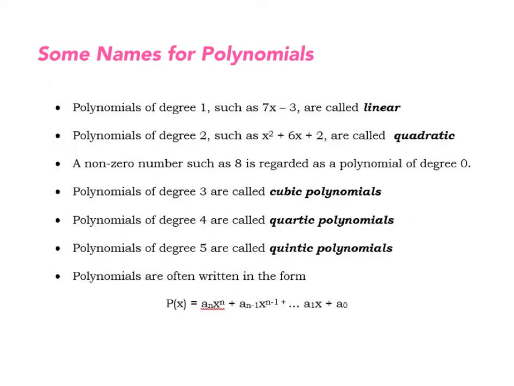We can classify or name some different polynomials. For example, a polynomial where the highest power is 1, so a degree 1, we would call a linear function. A polynomial of degree 2, such as x squared plus 6x plus 2, is called a quadratic function. A non-zero number such as 8 is regarded as a polynomial of degree 0. Polynomials of degree 3 are called cubic polynomials. Polynomials of degree 4 are called quartic polynomials. Polynomials of degree 5 are called quintic polynomials. And after degree 5, we stop giving them particular names and we simply call them degree 6, degree 7, etc.